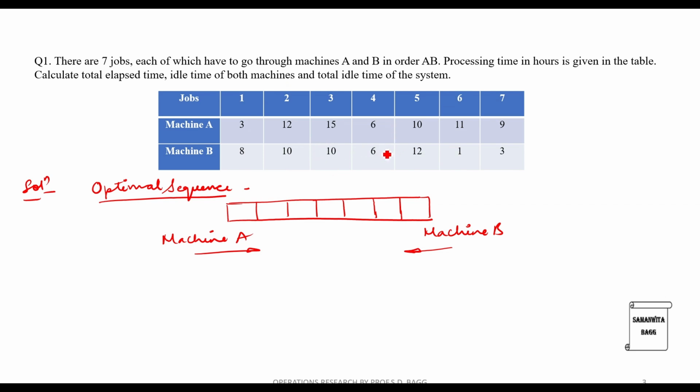So you should first find out which is the minimum value. Amongst all of them, 1 is the minimum. This is corresponding to machine B and job 6. So job 6 should be allocated to machine B. This is done. Next, minimum time is 3 and 3. This 3 is corresponding to job 1 and machine A. So 1 will be written towards machine A. This 3 is corresponding to machine B and job 7. So job 7 should be written towards machine B. These 2 are also done.